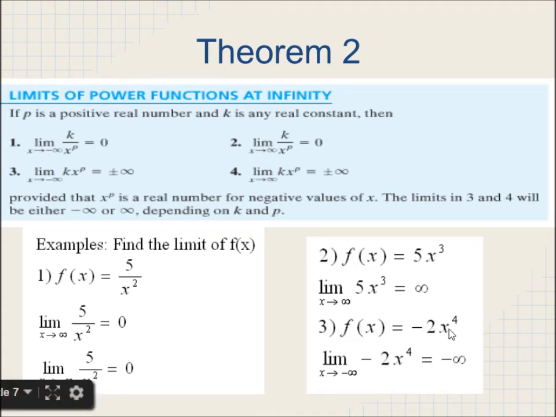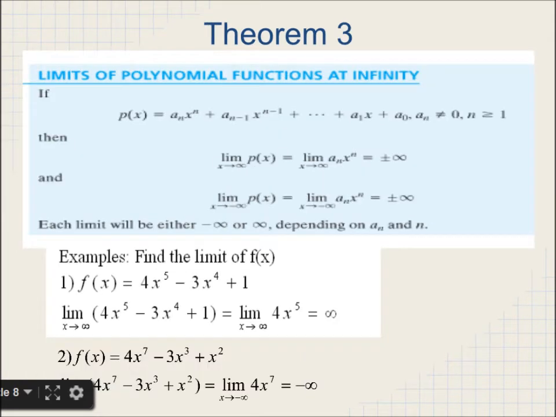Anything multiplied with minus infinity is minus infinity. So minus 2 multiplied by x raised to power 4. Even though this is an even power, if you put minus infinity in place of x, this minus will make it minus infinity.